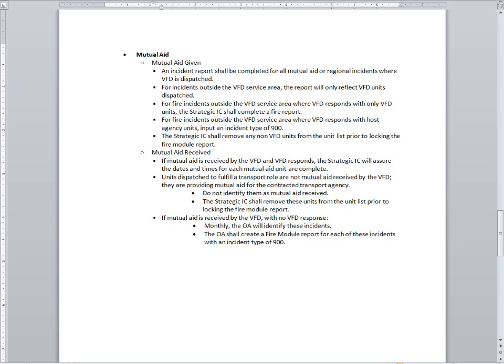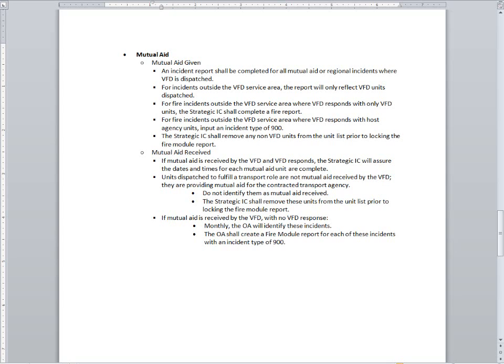The first is, why is collecting mutual aid information important? Of course, the easy answer is there's a NFIRS, a National Incident Reporting System requirement, that we have to do it. But more importantly, from a practical perspective, mutual aid really needs to be evaluated by a fire department at least annually, or when other questions come up, because we need to be looking at, is the mutual aid mutual?